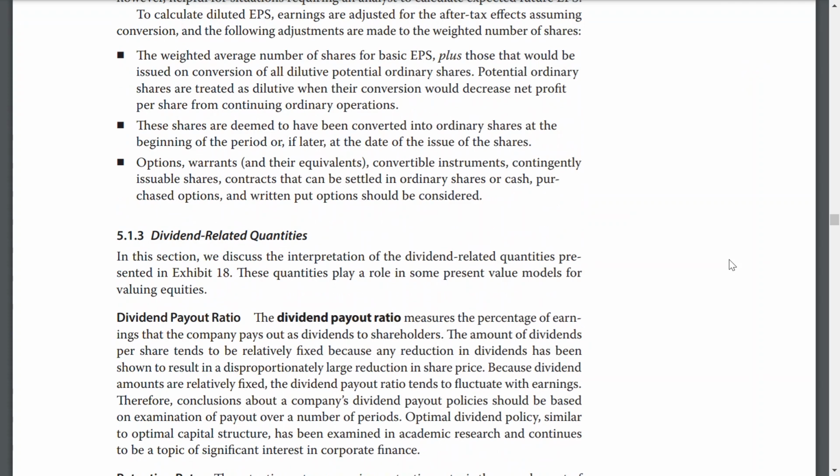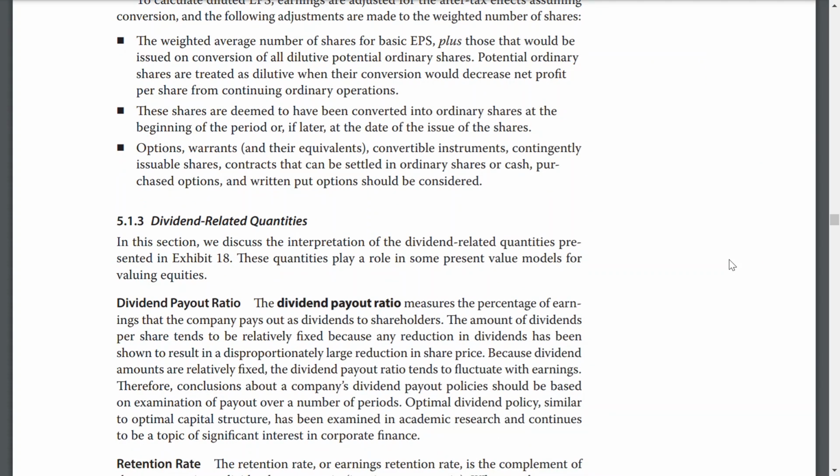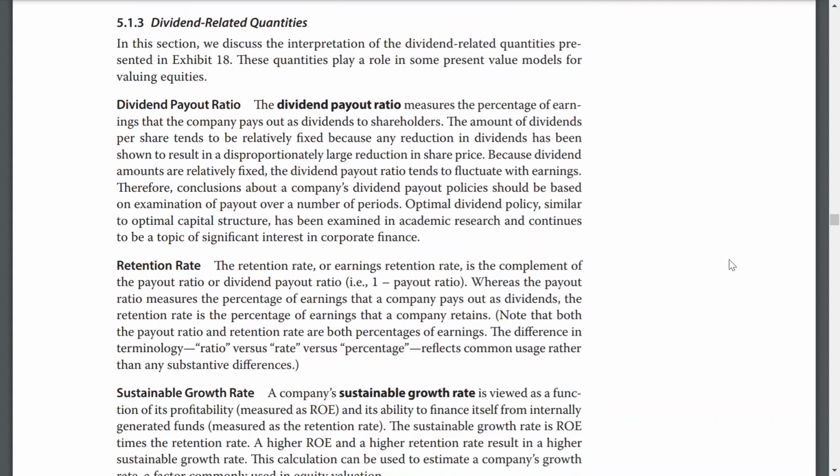Dividend related quantities. In this section, we discuss the interpretation of the dividend related quantities presented in Exhibit 18. These quantities play a role in some present value models for valuing equities. Dividend payout ratio. The dividend payout ratio measures the percentage of earnings that a company pays out as dividends to shareholders. The amount of dividends per share tends to be relatively fixed because any reduction in dividends has been shown to result in disproportionately large reductions in share prices.